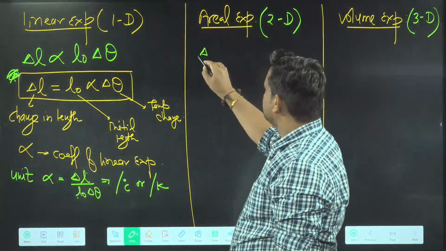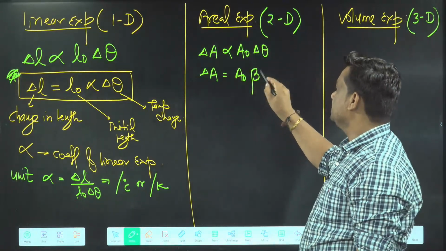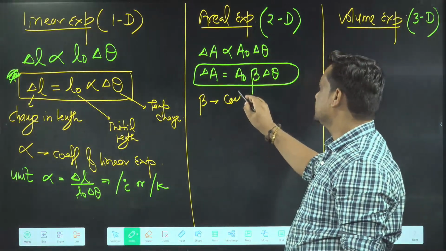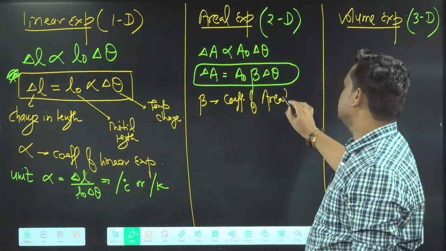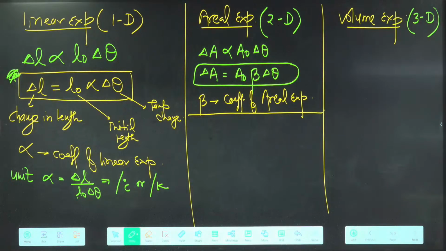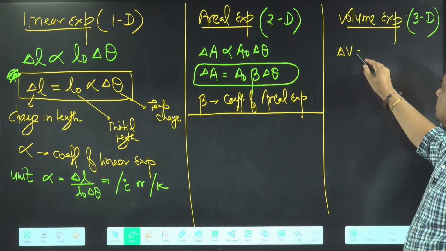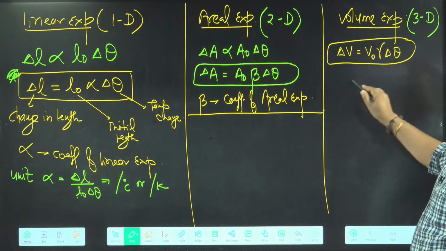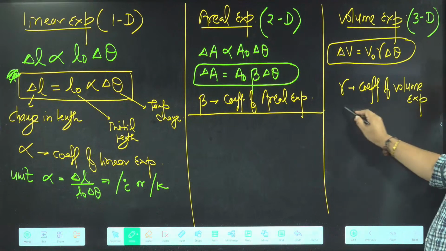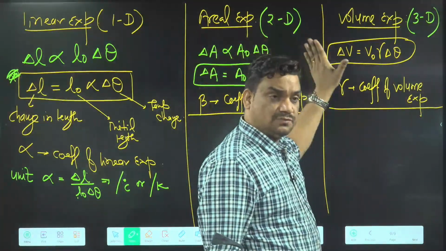In the same way, change in area is proportional to initial area as well as temperature change. So delta A equals A naught beta delta theta. Other things remain the same, only beta is coming, which is the coefficient of areal or superficial expansion. Similarly, for a cube or sphere, considering all three dimensions, delta V equals V naught gamma delta theta, and gamma is the coefficient of volume expansion. Alpha is for 1D, beta is for 2D, and gamma is for 3D expansion.